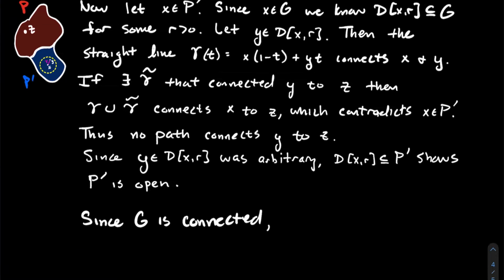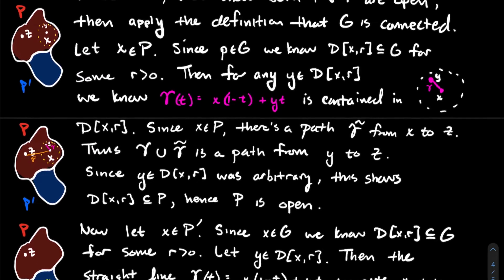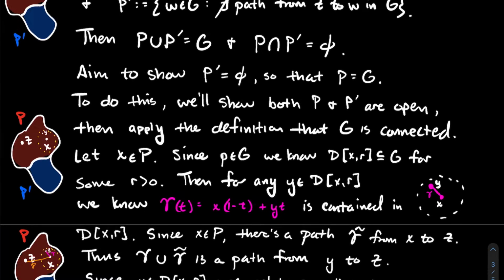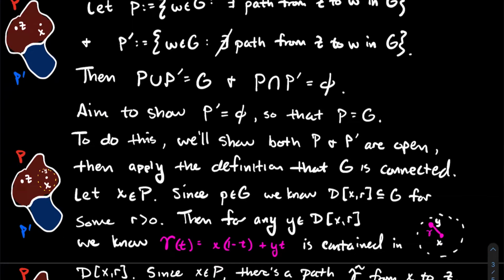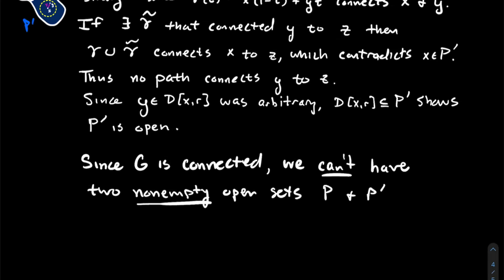Now, we've done it. We've shown that both P and P prime are open. Sorry, not that they're connected, that they're open. And let me remind you too that P and P prime were defined so that their union is G and so that their intersection is empty. And now, since they are two open sets and G is connected, they can't both be non-empty, right? That would contradict that G is connected. So it must be the case that at least one of them is empty. So one of them has to be empty.